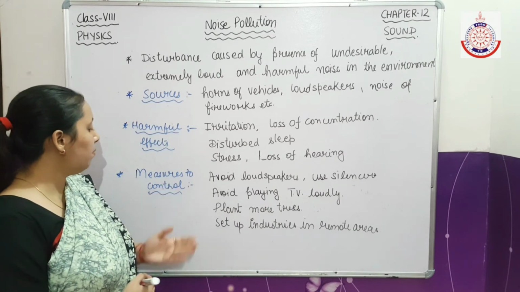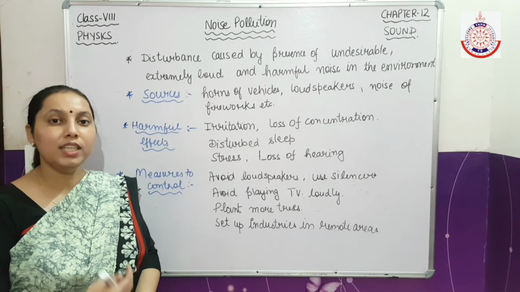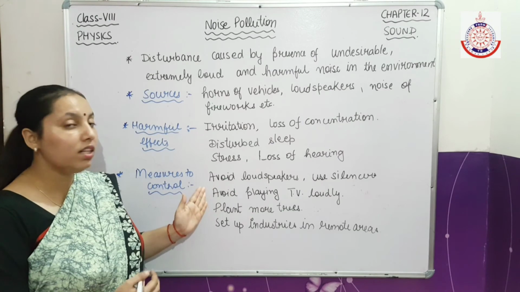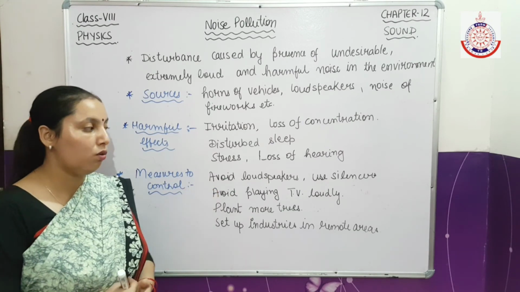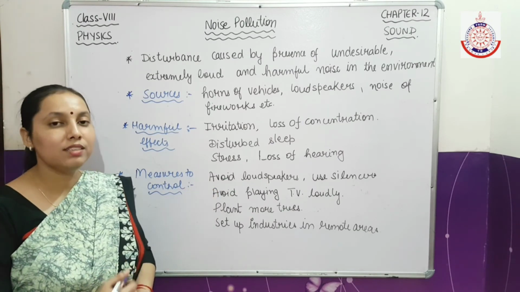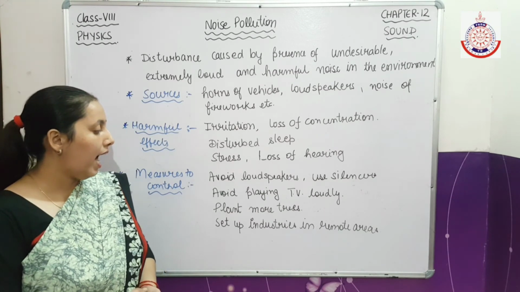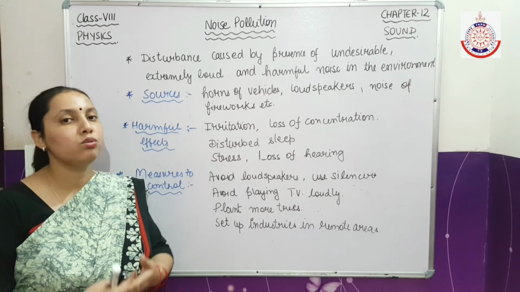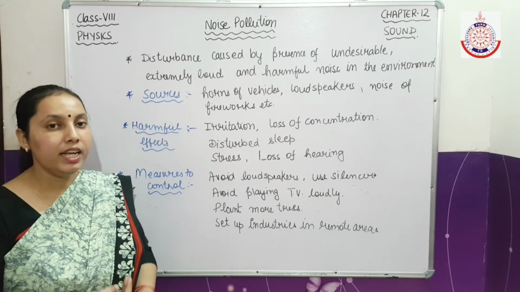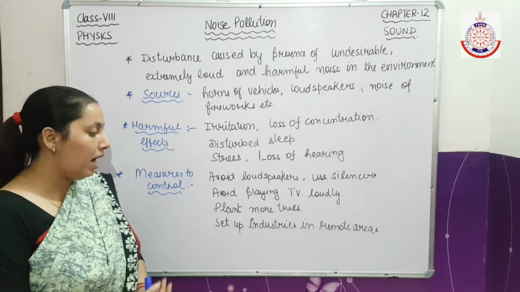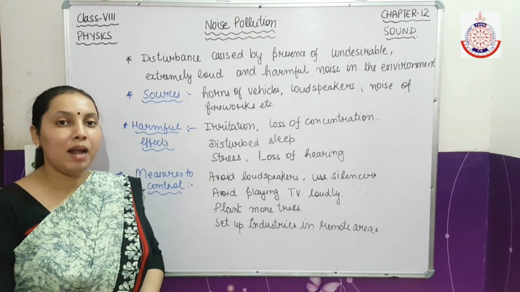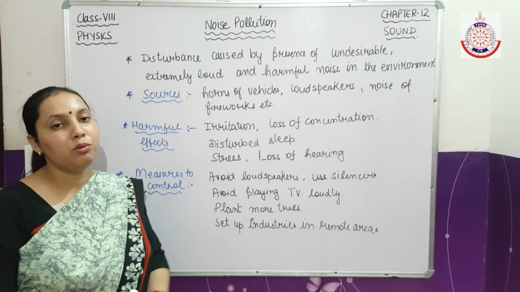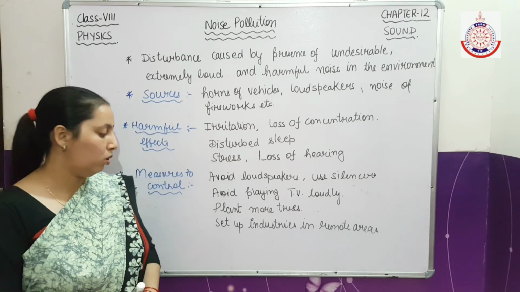Next are the different measures to control noise pollution, that is, how we can control it. For control, we can avoid loudspeakers, we can use silencers in vehicles, and we can also avoid playing TV, radio, mobile phones, songs, MP3s very loudly. You can plant more and more trees, as plants are good absorbers of noise. So we can plant more and more trees to reduce noise pollution.